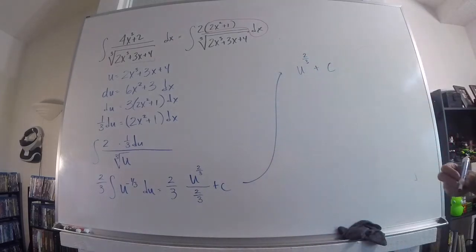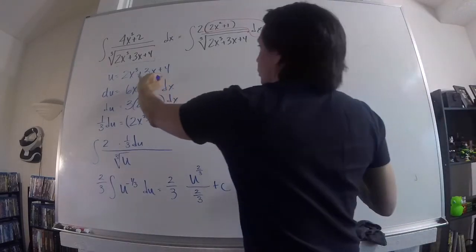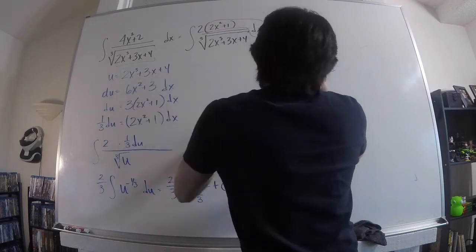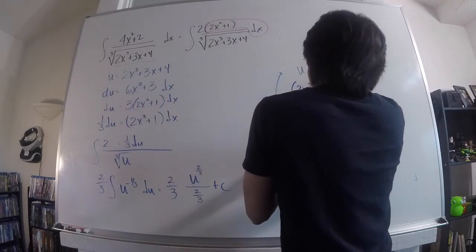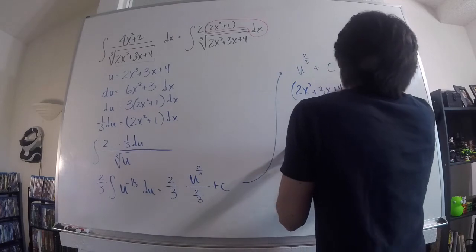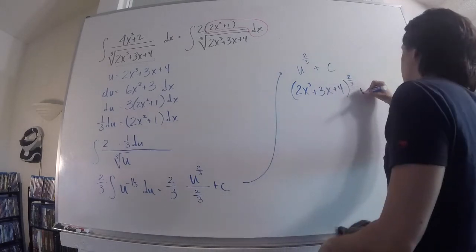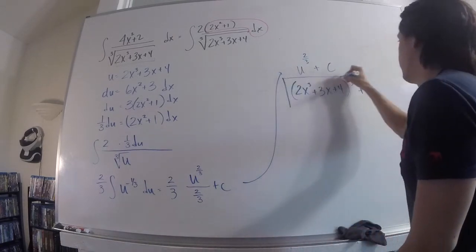Final answer is me going back to x, and my u is equal to all of that, so it's going to be 2x cubed plus 3x plus 4 to the 2/3 power plus c, and that's my answer there.